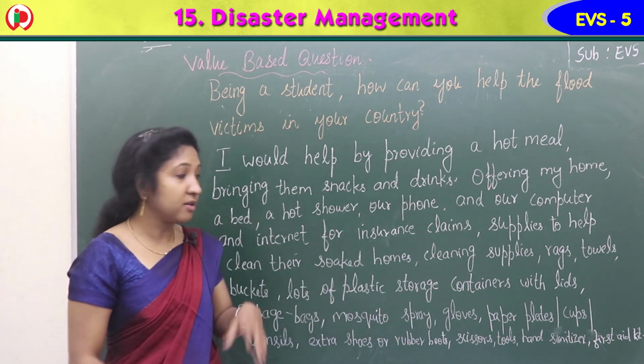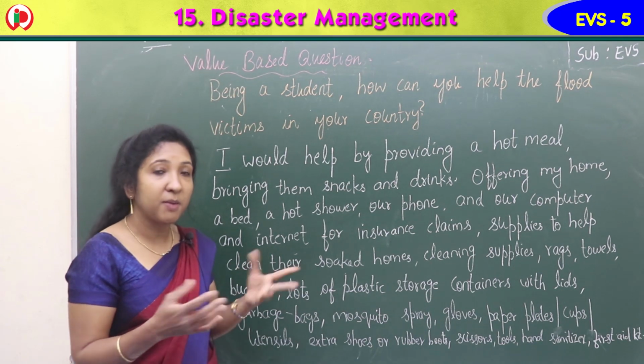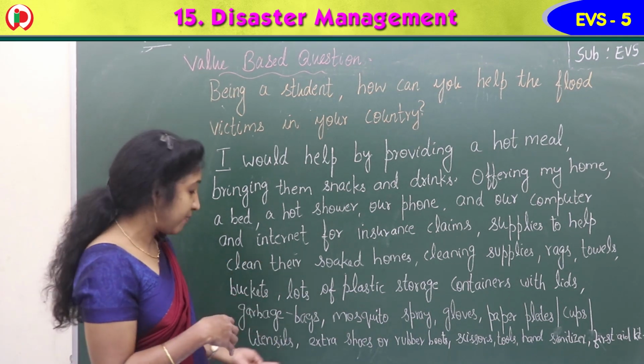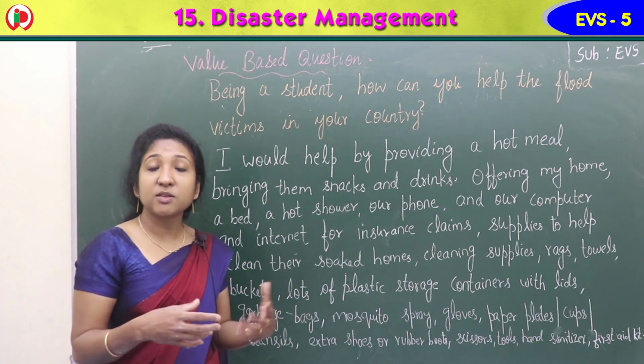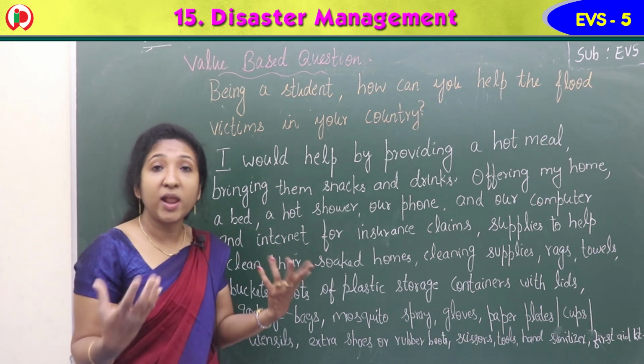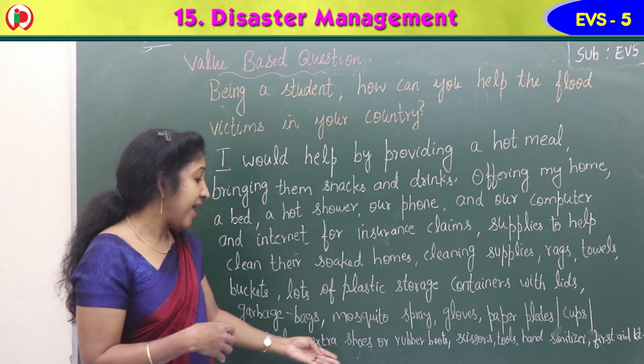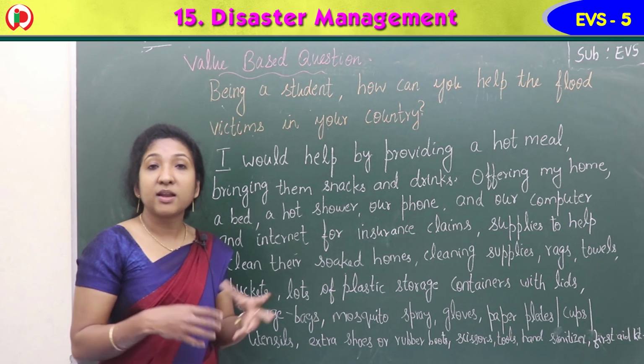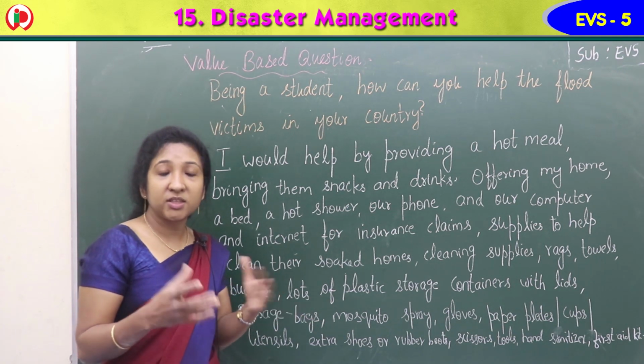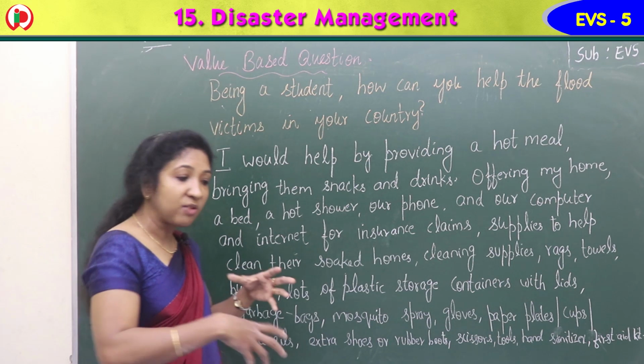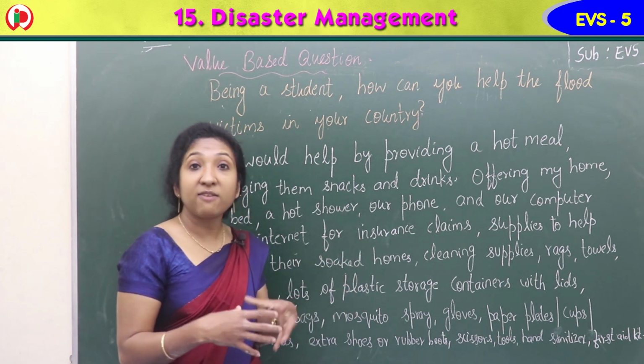Gloves to wear on the hands. Paper plates to have food. Then cups, utensils. Whatever they lost, whatever they don't have, you can provide these items. Extra shoes or rubber boots. Rubber boots means with these boots, they can walk on the muddy ground or a wet ground.